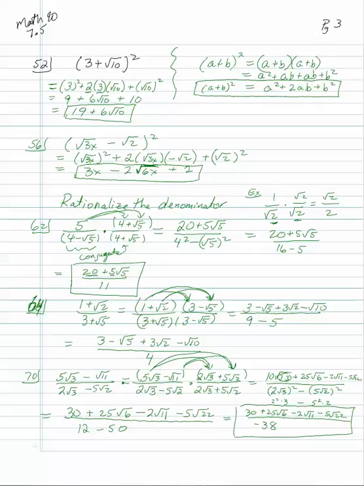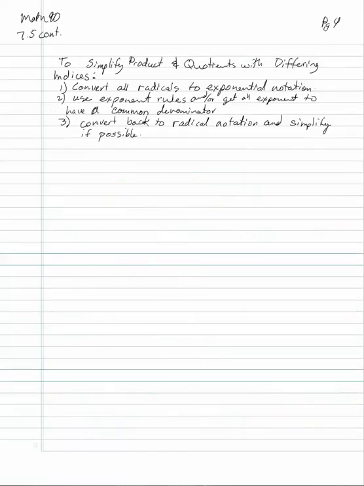Okay, now the last thing in this section is that we're going to simplify radicals that have different indices. This is a trick for simplifying products and quotients with differing indices. Now we're talking about radical expressions, of course.